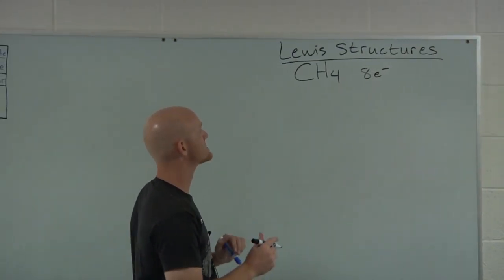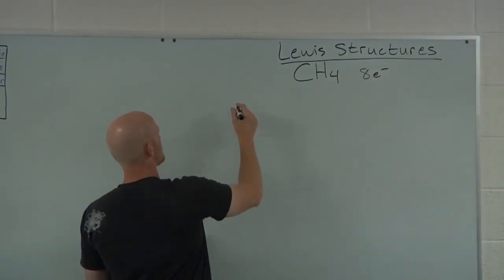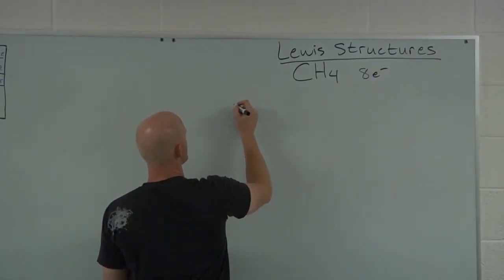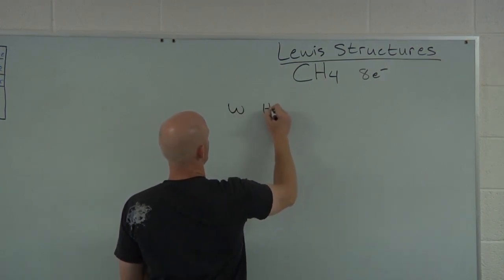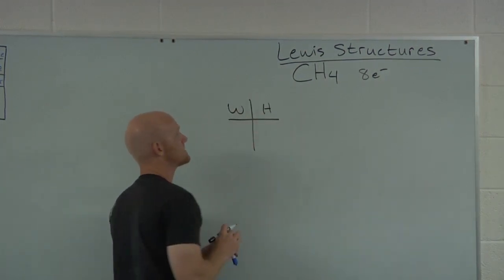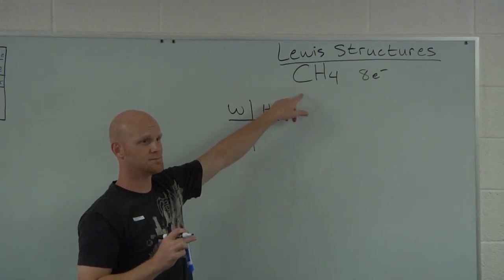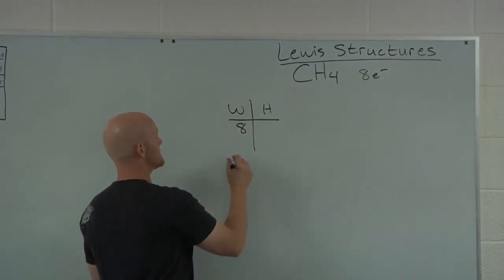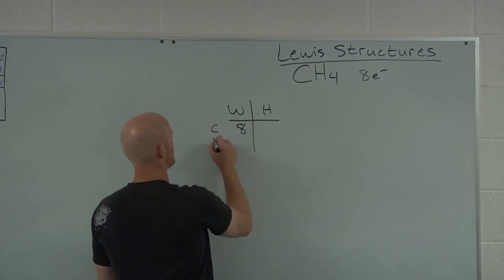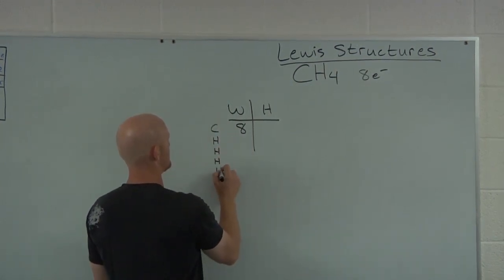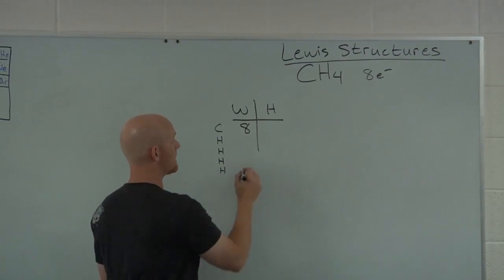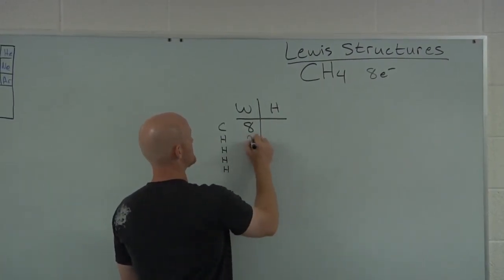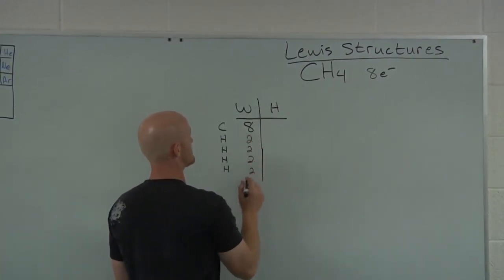So again, 2 approaches to this. If we do this the Briggs way, we've got a little column here: wanted, has. So does carbon want a filled octet? Sweet, then he wants 8 electrons. Does hydrogen, in this case, want a filled octet? No. How many does hydrogen actually want? Just 2. So 2, 2, 2, 2.